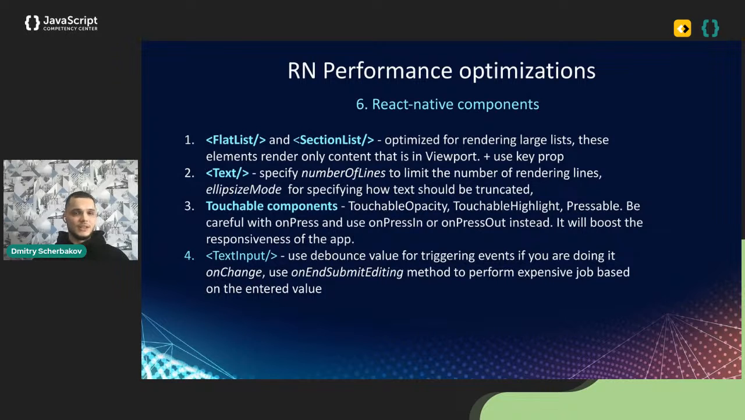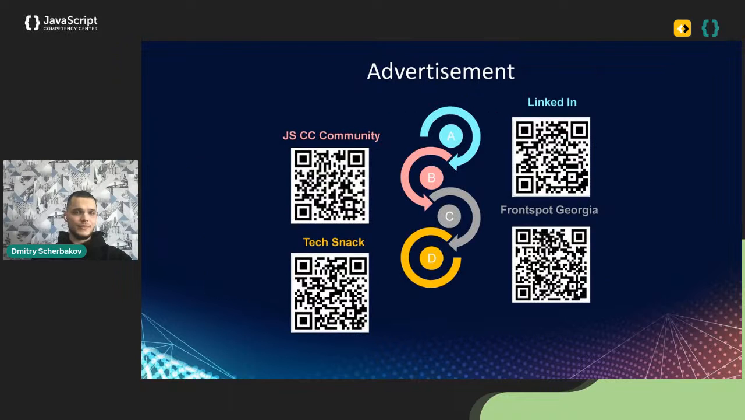And the TextInput. It is almost the most common practice to use the debounce value to trigger events if you are doing something on change. Use the onEndSubmitEditing method to perform expensive work based on the entered value, and it will definitely improve the performance of this input. So probably that was all the performance issues I wanted to cover.